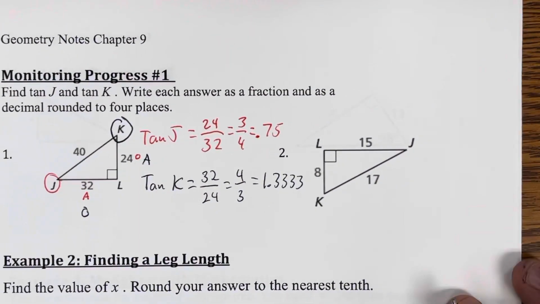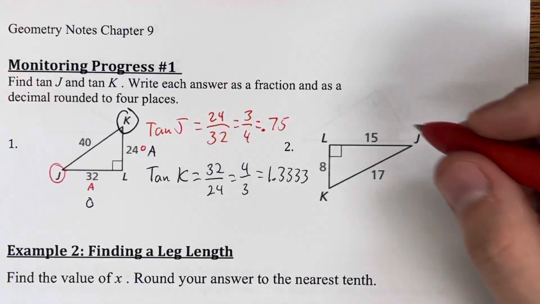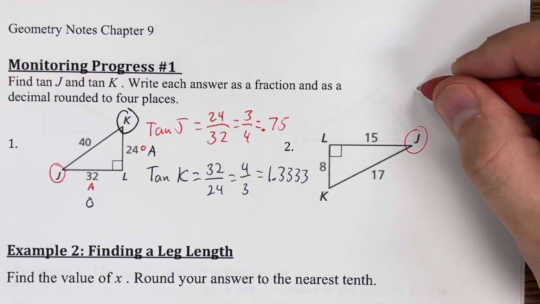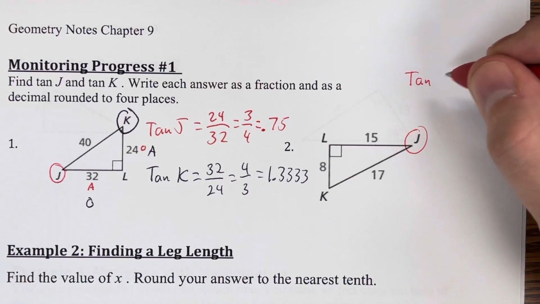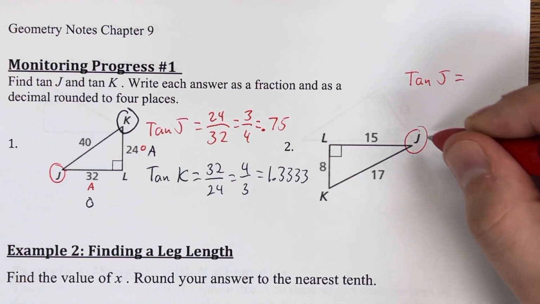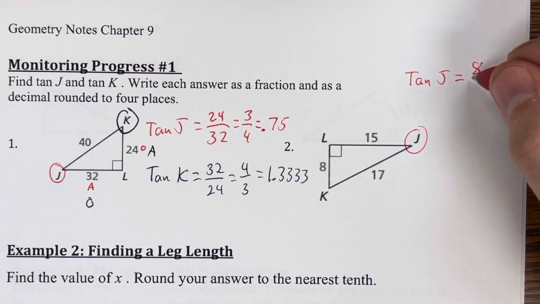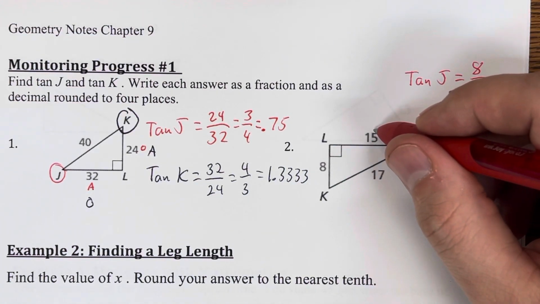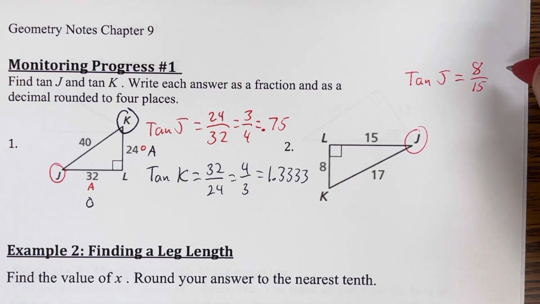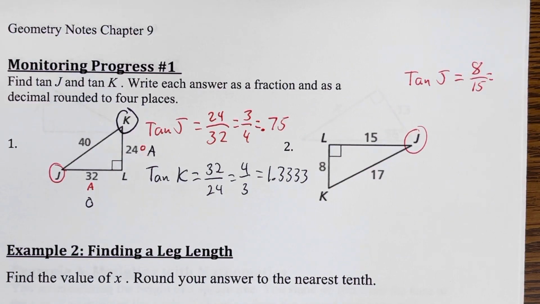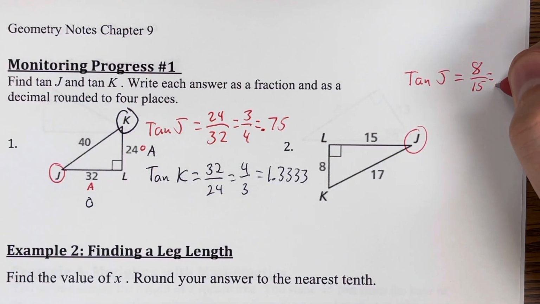Okay? So, next one, tangent of J. We'll write that one up here. Tangent of J, angle J, equals opposite 8 over the adjacent. Make sure you use the leg. The adjacent leg is 15. 8 over 15 does not reduce, but when I divide it, I get 0.5333.